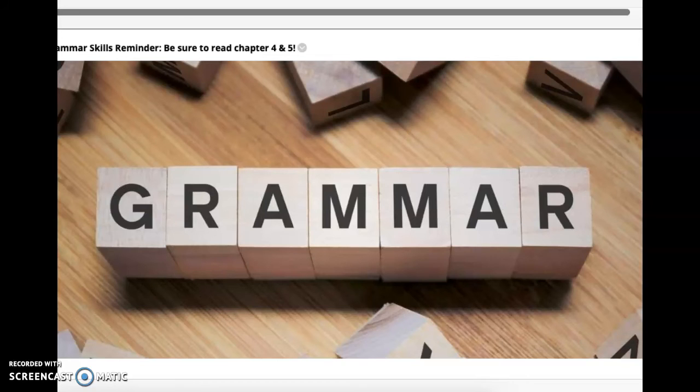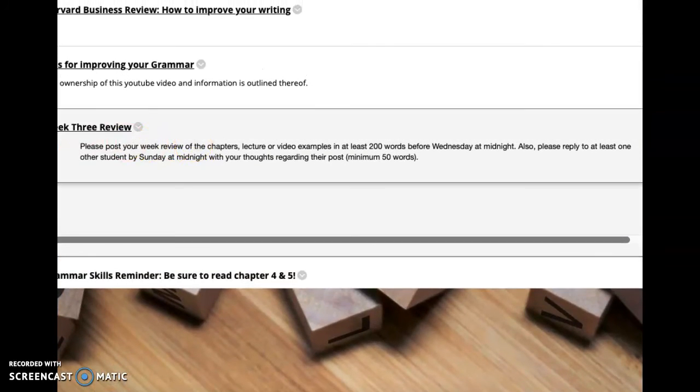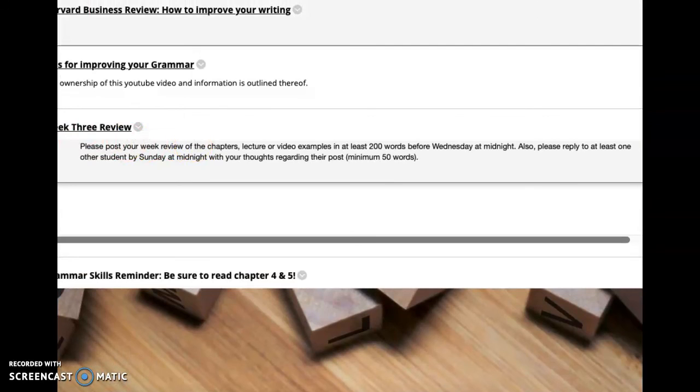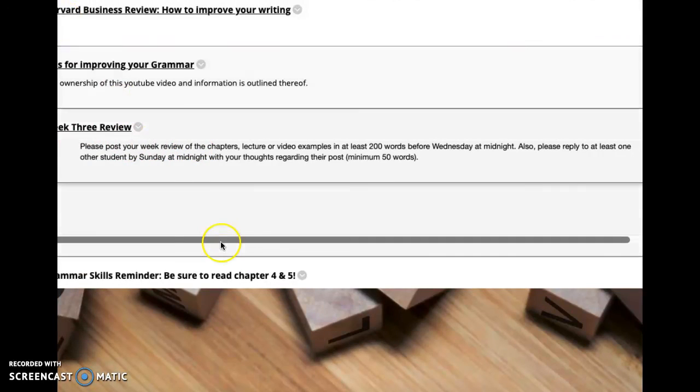Remember to do your weekly review, which is due this week. So by Wednesday and Sunday, right? Initial post by Wednesday, reply by Sunday. Be sure to get that done. And once that's finished, make sure the material, of course, is reviewed before that. You should be good to go.